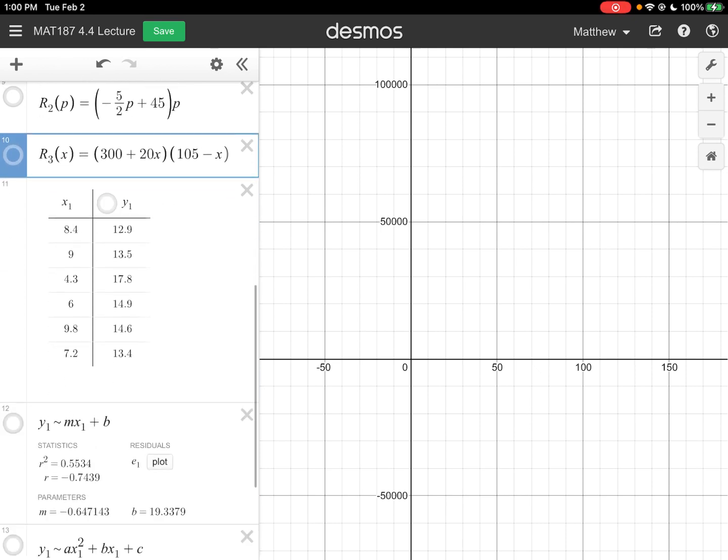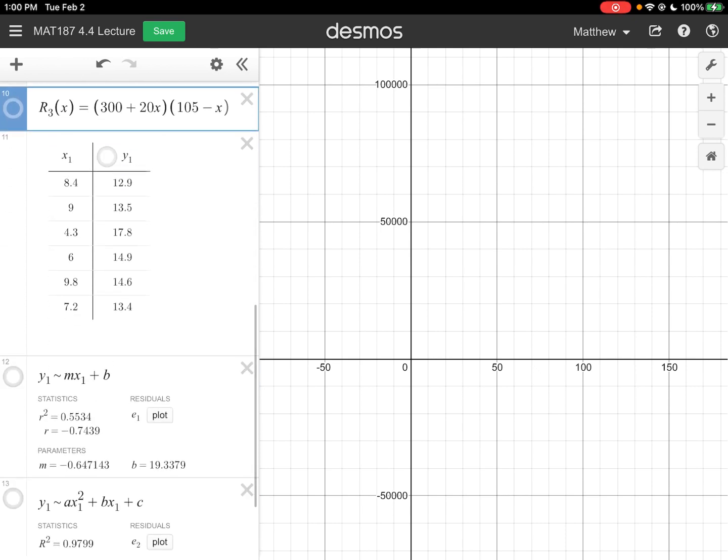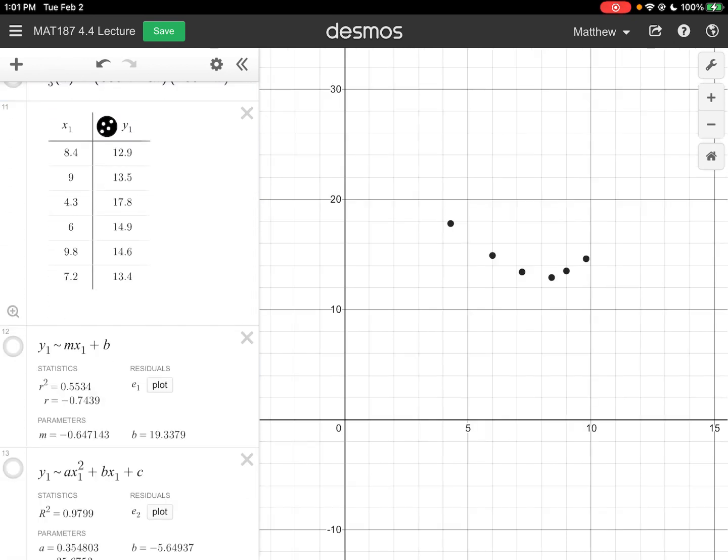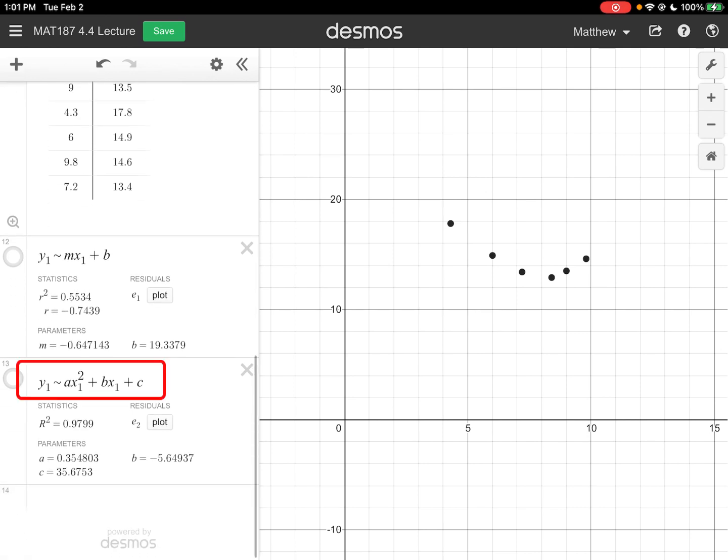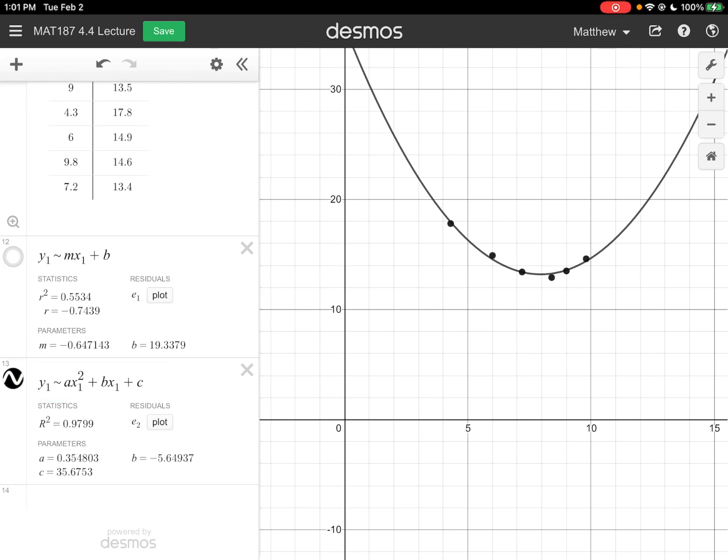I've already entered the data into this table here, and the headers are x1 and y1. The line of best fit would be y1 tilde m times x1 plus b. Use y1 and x1 because those are the headers of your table. We've already talked about how to do linear regression, but what's new to this unit is quadratic regression. What you type in is what you see down here, y1 tilde a x1 squared plus b x1 plus c. The tilde is what tells Desmos that you want to do regression.